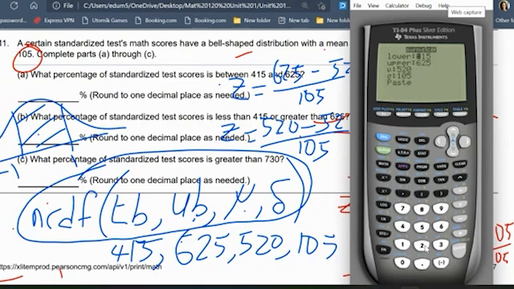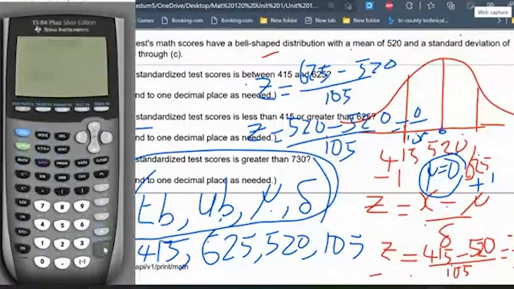The lower bound in standard score is negative 1. The upper bound in standard score is 1. The mean is always 0. We saw it. The standard deviation of a normal curve is 1 all the time. So now I'm using standard scores. Let me calculate again.